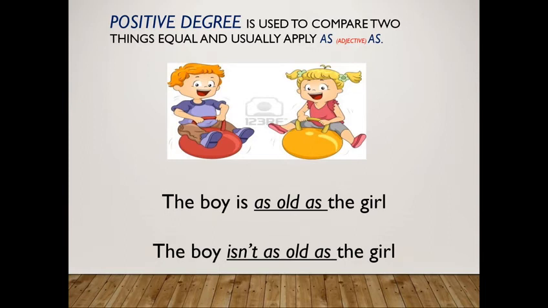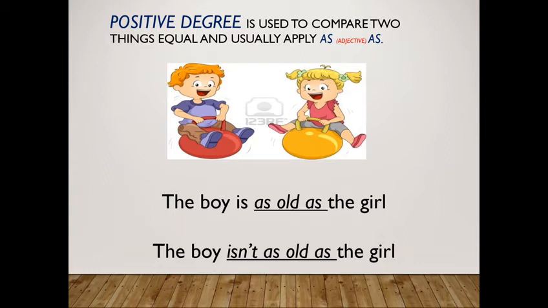Okay, the first is positive degree. Positive degree is used to compare two things that are equal and is usually applied as "as ... as", and between the two "as" you can put the adjective, a pure adjective. Look at these examples. There are two children, a boy and a girl, and we can say that they are the same age, right? So we can use a positive degree.